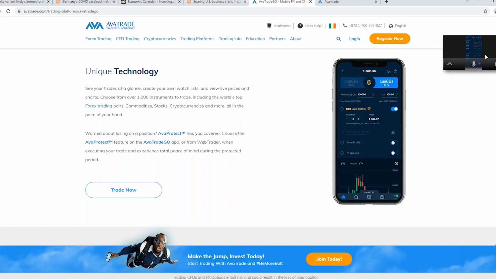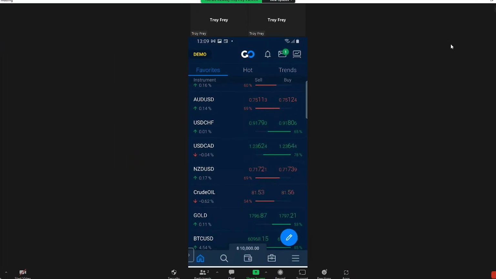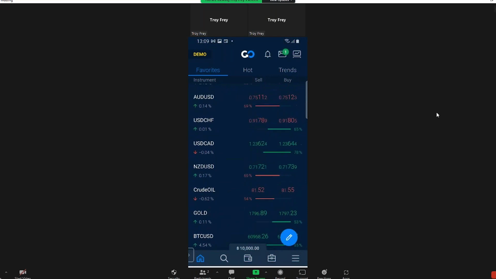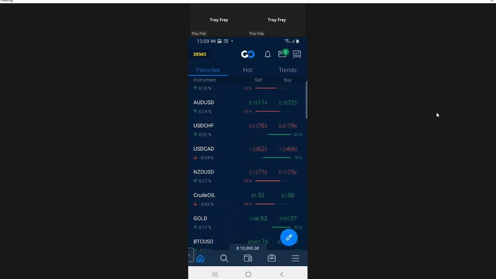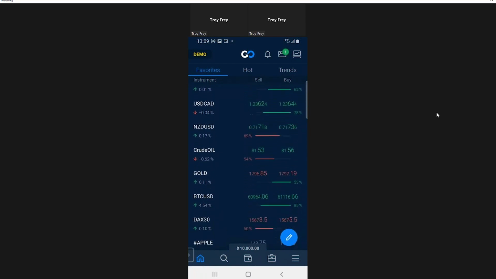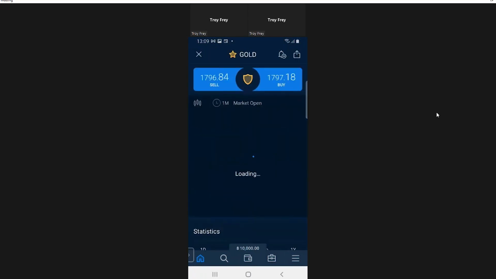I've got the app here, and I'm going to expand it on the screen. As we go through the app, we can see how simple it is to use, and also the features. I might go to something that has AvaProtect available along with the other features, like gold, silver, and FX pairings, which have AvaProtect available, and then you have the other features on everything.